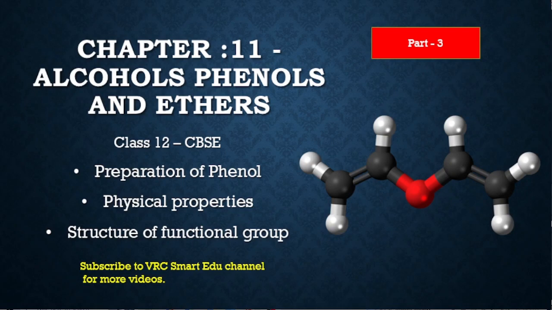So today we are going to see the preparation of phenols. Already we completed the preparation of alcohols as well as nomenclature and classification. Now today we will be dealing with preparation of phenols, and we will be seeing the physical properties. Physical properties means boiling point, all these come into physical properties. There are four different types of preparation for alcohols, and physical properties like melting point, boiling point, then solubility, all this. Next is structure of functional group.